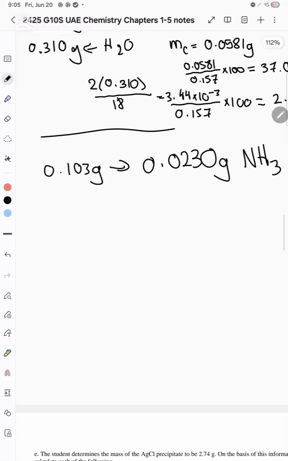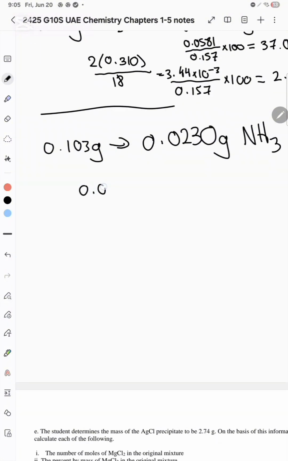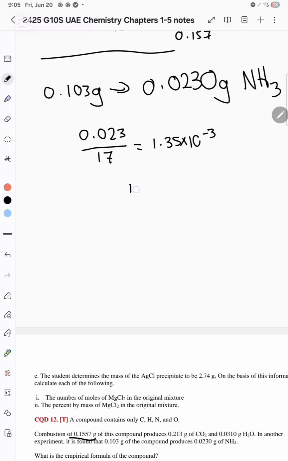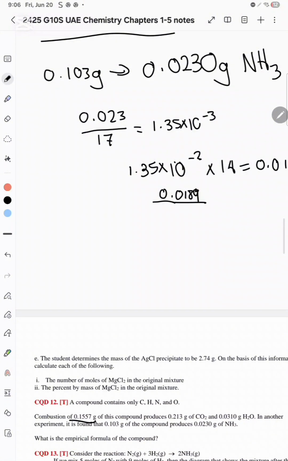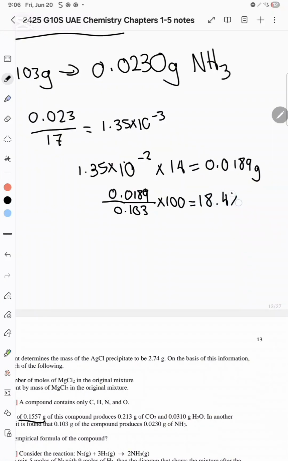Now, for this experiment, the moles of N are equal to the moles of NH3. So the moles of NH3 are 0.023 over 17, it's for NH3, my bad, equals 1.35 times 10 to the power negative 3. Now the mass of N is this number times 14, which is going to give us 0.0189 grams. Now we need to find the percentage of nitrogen. Again, 0.0189 over the total, which is 0.103, times 100 will give us 18.4% for nitrogen.